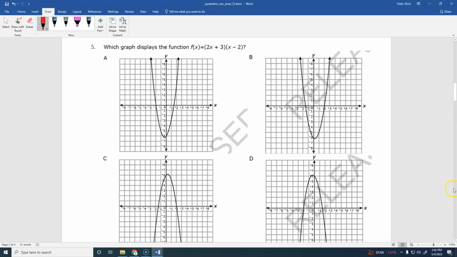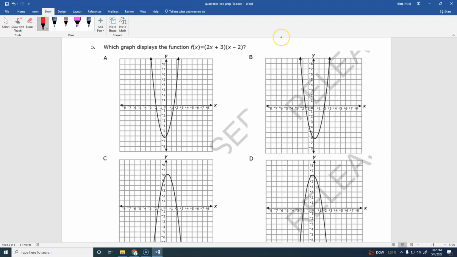Whenever we're looking at graphs, particularly of parabolas, there are several things we can look at. We can look at whether it's a happy face or a sad face. We can look at the y-intercept. We can look at the x-intercepts. We could try to find maybe the vertex. Or we could just plug in points. Let me show you one of my favorite things to do for a problem like this.